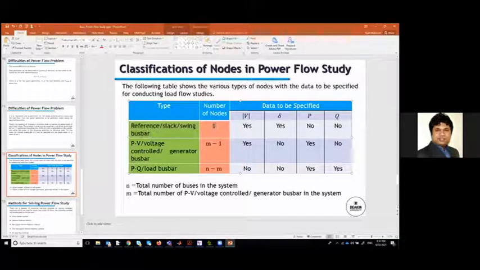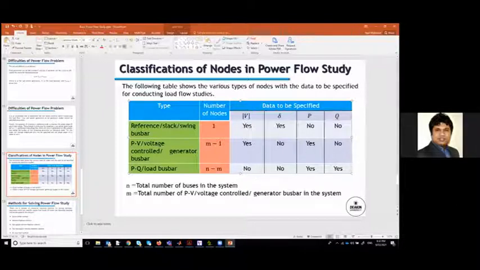And there will be only one reference bus in the system. And for the reference bus, we know V and delta. So when we do the simulation in PSS E, we need to specify V and delta for the reference bus. And we need to calculate P and Q through the load flow.